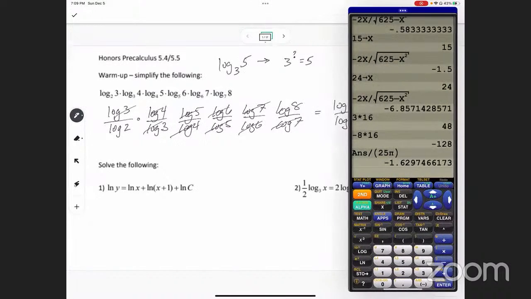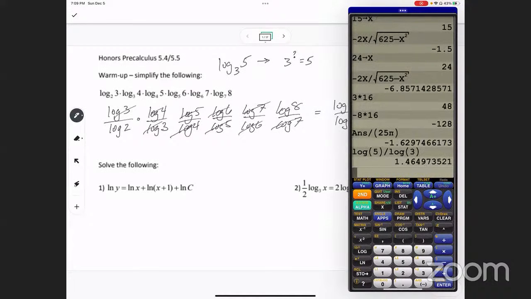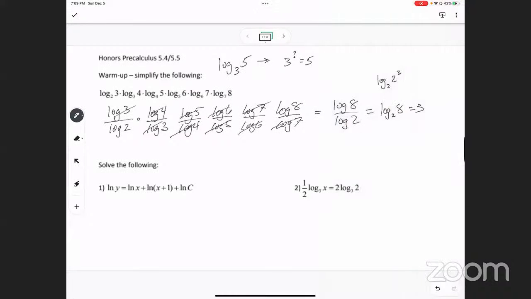So if we use our calculator, we could just type in log 5 divided by log 3, because that's the change of base formula, and it'll give you the answer. It's actually 1.46. Okay?